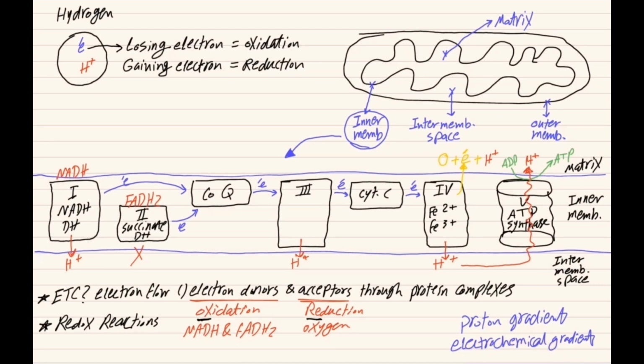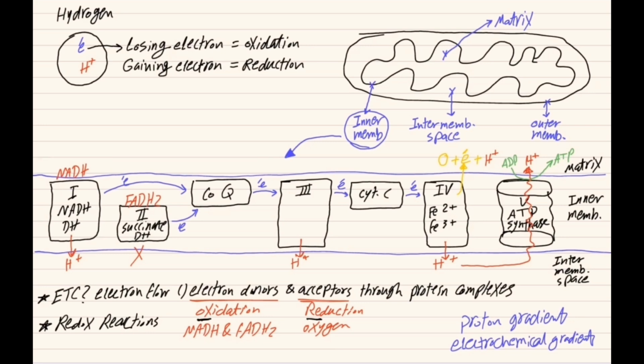As you can see here, there are too many poor protons wanting to go to the other side, inside of the matrix. It's just cruel to not let them in, right? This is why we have our hero, complex 5 or ATP synthase. He's gonna let the poor protons into the matrix. However, he's gonna use their energy to phosphorylate ADP and create ATP, and hence the name ATP synthase. It's the enzyme that makes ATP.